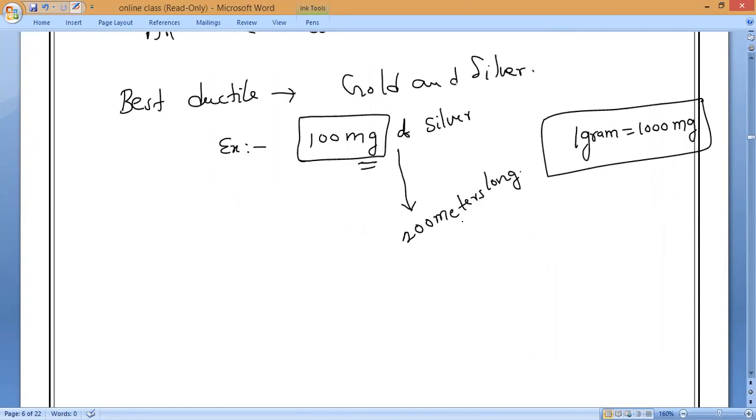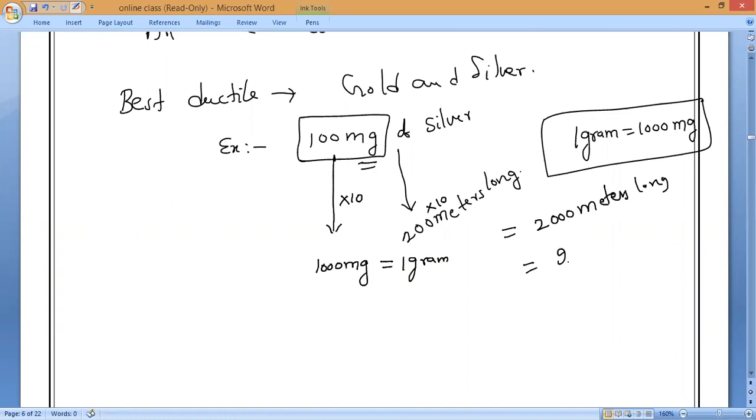Now if I take 1 gram of silver, 100 milligrams becomes multiplied by 10. If we multiply, it becomes how many milligrams? 1000 milligrams, which is equal to 1 gram. Then 200 multiplied by 10 is 2000 meters. Understanding? 2000 meters long. So 2000 meters means how many kilometers? 2 kilometers long.